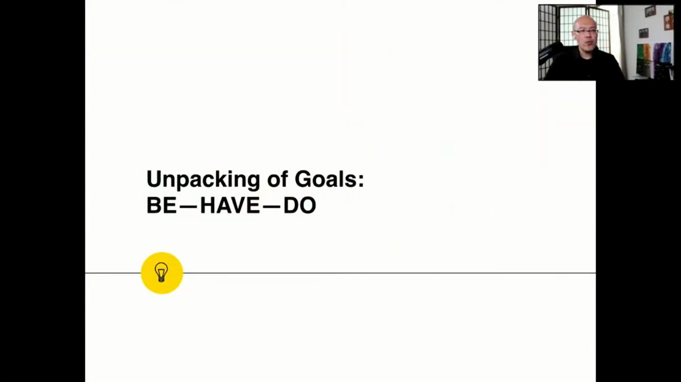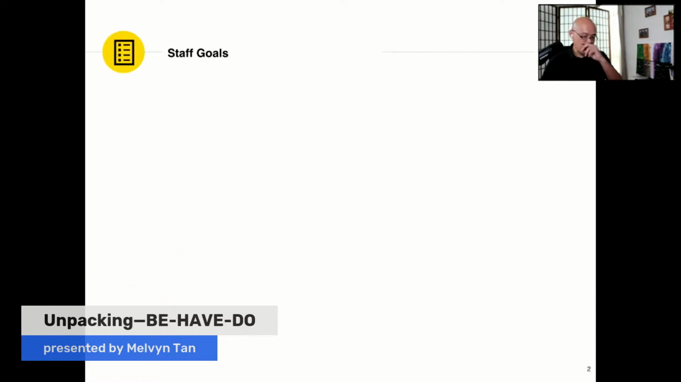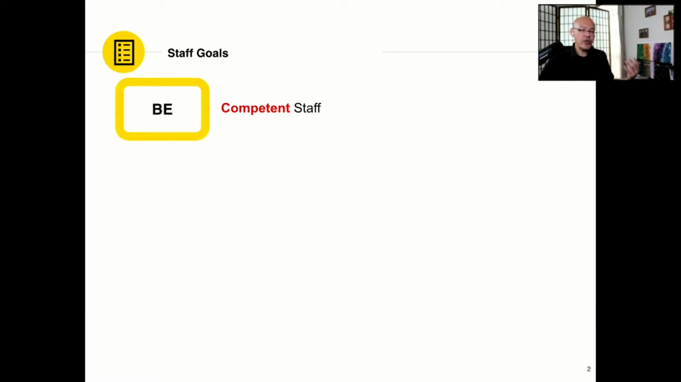So in this video, what we really want to do is look at the process of unpacking a staff goal. And just bear in mind that this same process can be used for student goals as well. The way to think about unpacking your goals is to think of it in terms of a be, have, do framework, right? As I mentioned earlier on, when you start writing the goal, you want to start off with a be goal. That's where you say, I want my staff to be blank. As an example here, I want my staff to be a competent staff.